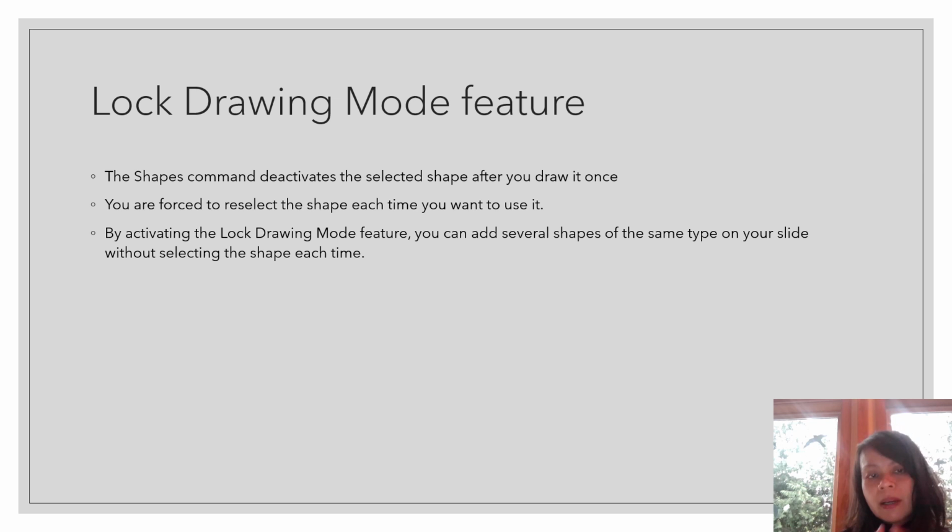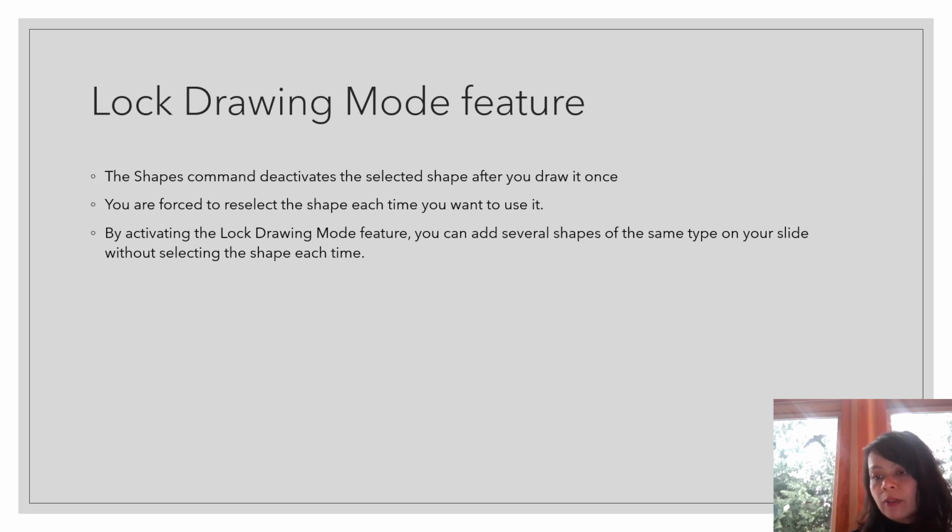Next, I'm going to talk about the lock drawing mode feature. So when you're drawing shapes, the shapes command deactivates the selected shape every time after you draw it. So this could be really annoying because you're forced to reselect the shape each time you want to use it, right? So what you can do here is activate the lock drawing mode feature. Then you can add several shapes of the same type without having to select the shape again each time.